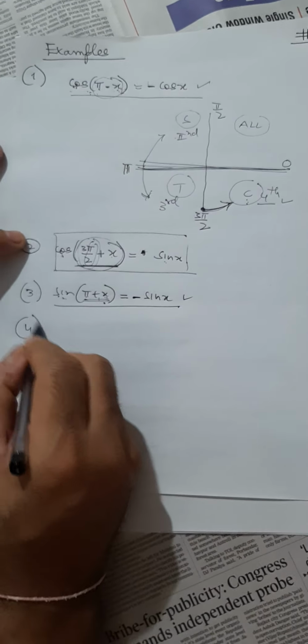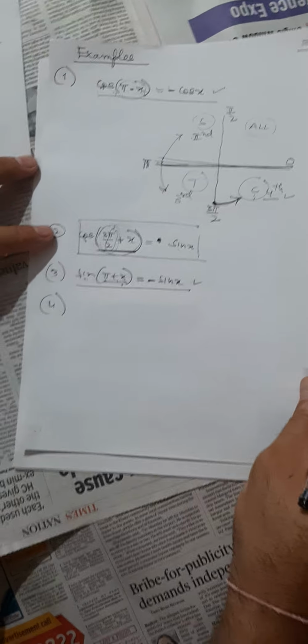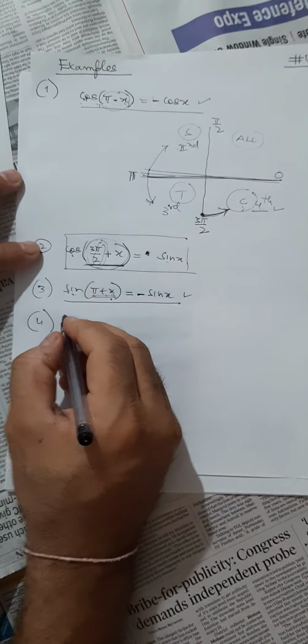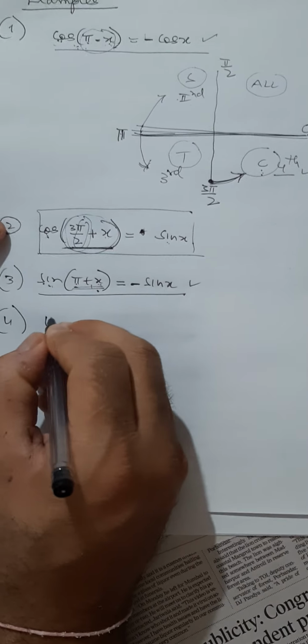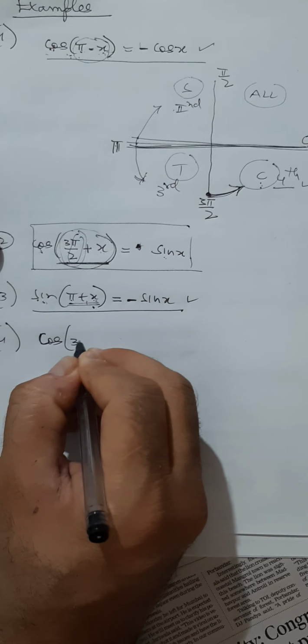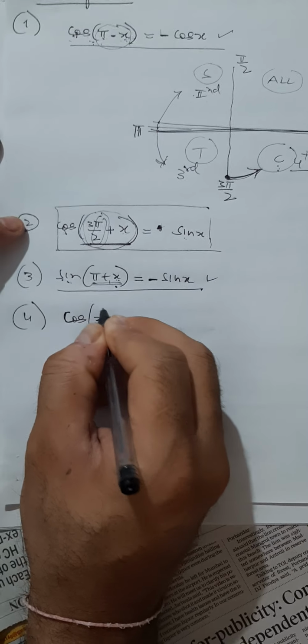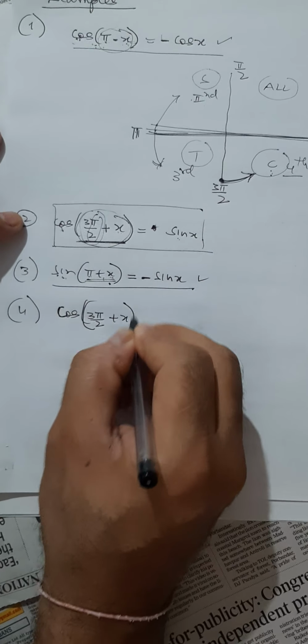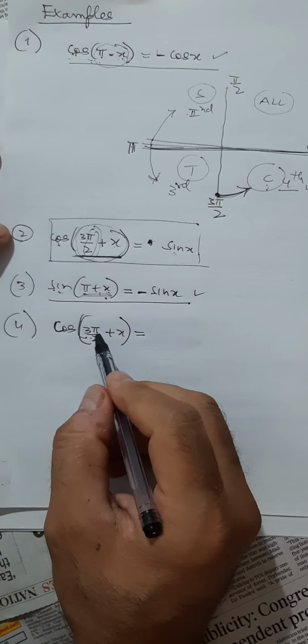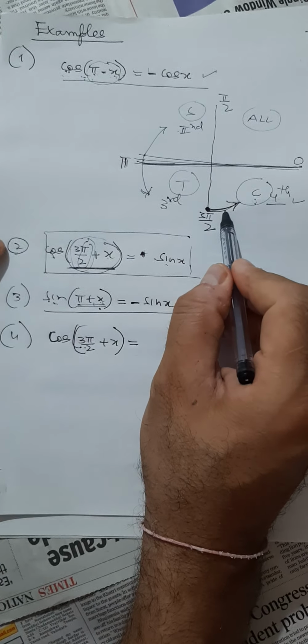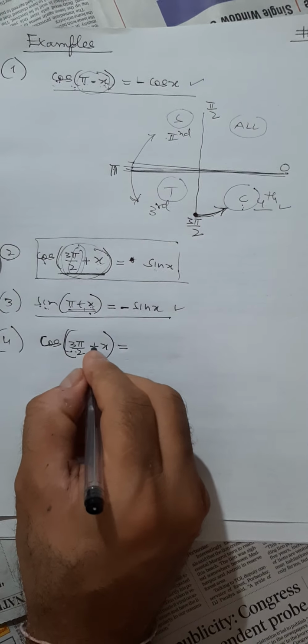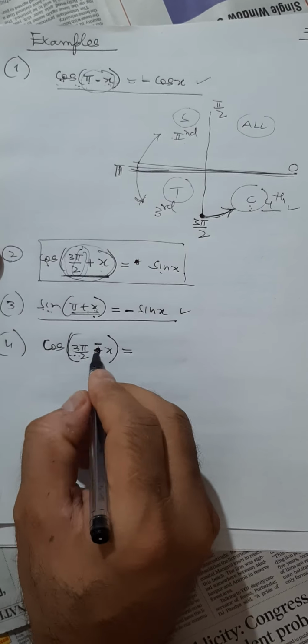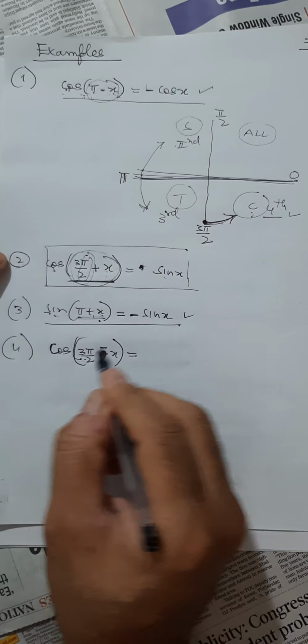Next, suppose we want this. Let's write cos(3 pi by 2 plus x). Now where is 3 pi by 2? It is here, plus x. Achha, I did the same here. Let me write minus, because I did the same question. Let me write minus here.